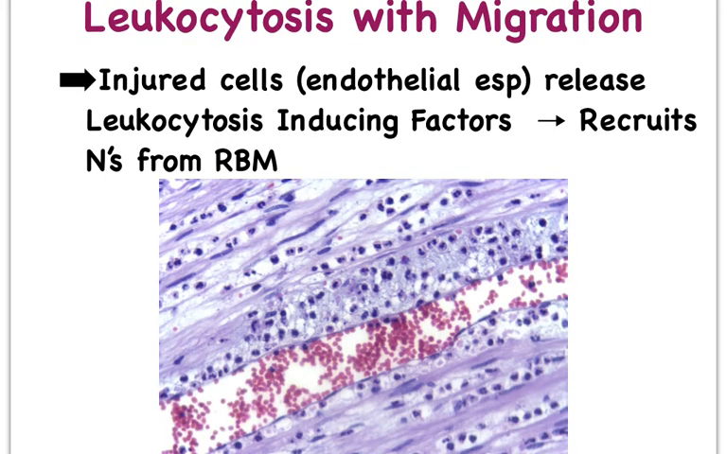So let's say that there's damage to a blood vessel wall. And remember that the inside lining of any blood vessel, including capillaries, is made up of endothelial cells. They're going to release chemicals, and in this case, these endothelial cells can release something like leukocytosis inducing factors, and that's going to alert the red bone marrow stem cells to start cranking out more white blood cells, particularly neutrophils, because those are the ones that need to arrive first. RBM standing for red bone marrow.